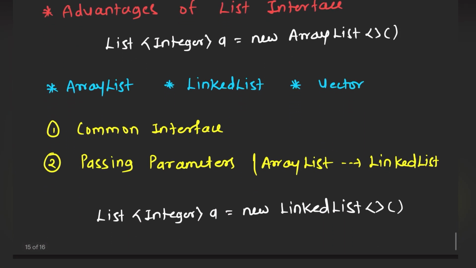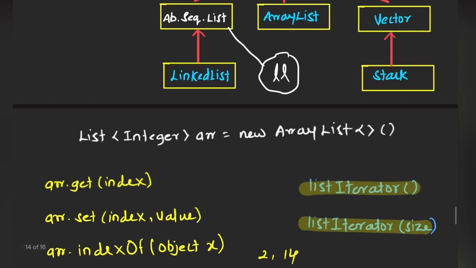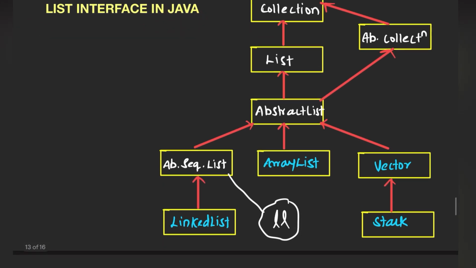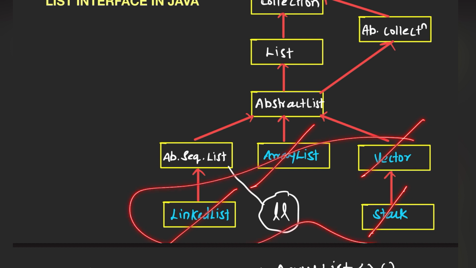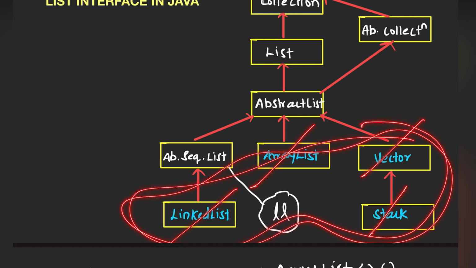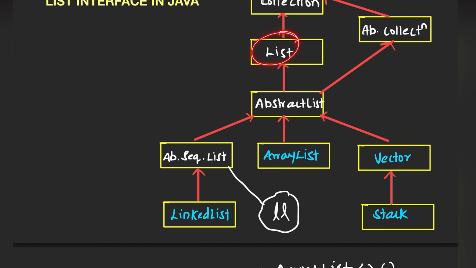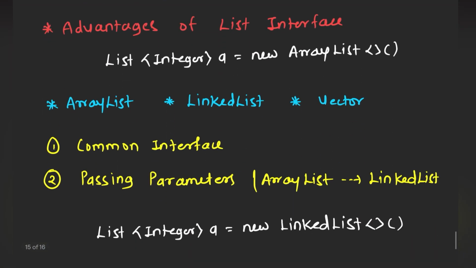Now let's check out what the advantages of the list interface are. As I told you, the list interface is common, right? Because this list interface covers important collection classes, that is linked list, array list, vector and stack. This is the most important part of the list interface. And one of the biggest advantages of the list interface is that whatever properties and inbuilt functions are present in my list, all of them will be applicable to all these collection classes. You don't need to write a separate one for array list and a separate one for linked list. No, all are common. So this is the beauty. This is the first advantage, that is a common interface.